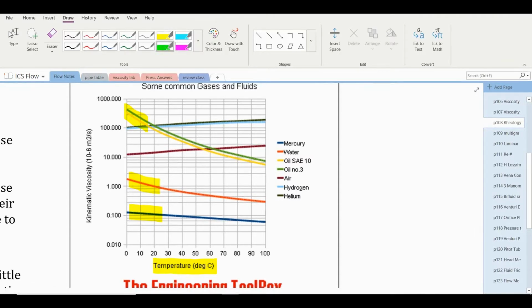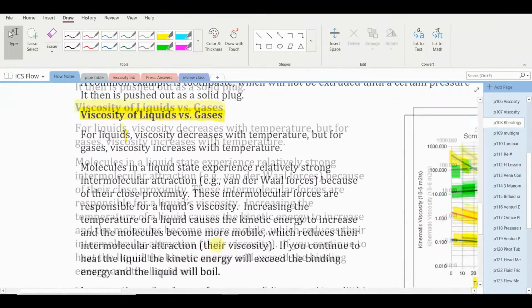However, the lines that are increasing are gases: hydrogen and helium and air. For gases, their viscosity actually increases with temperature. What is going on?